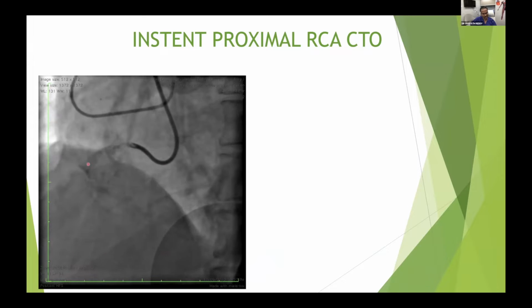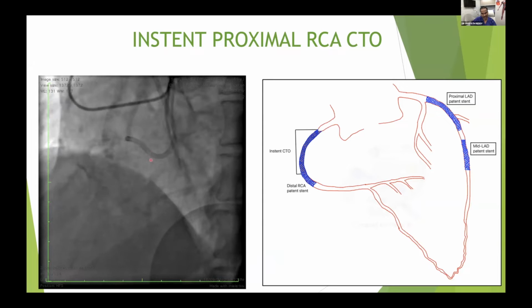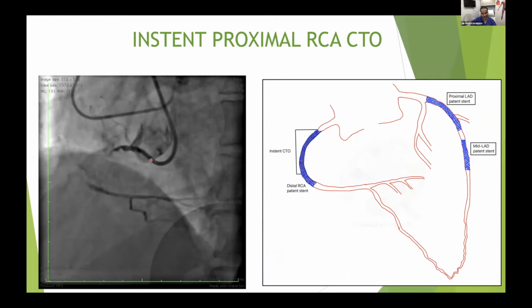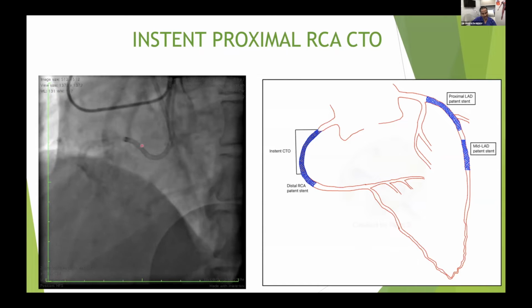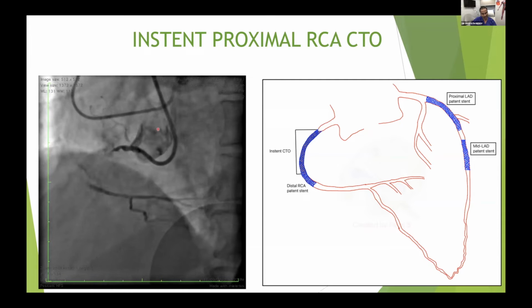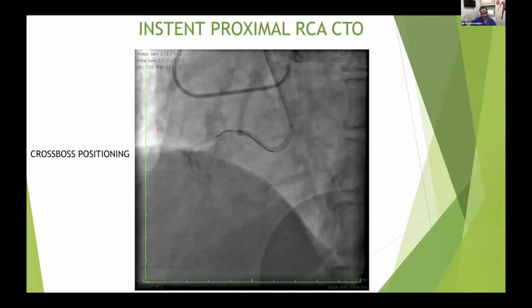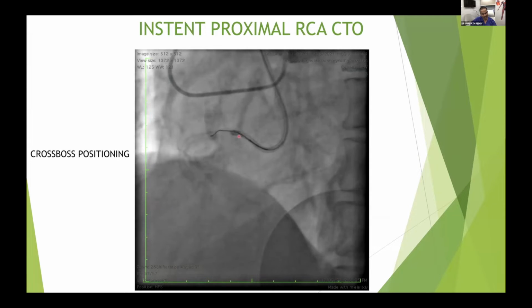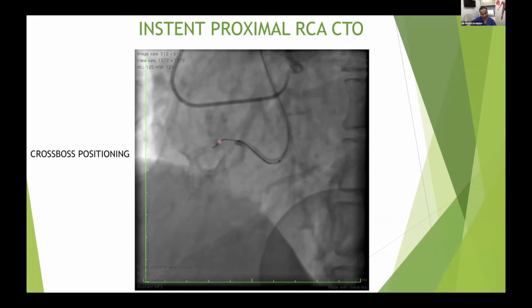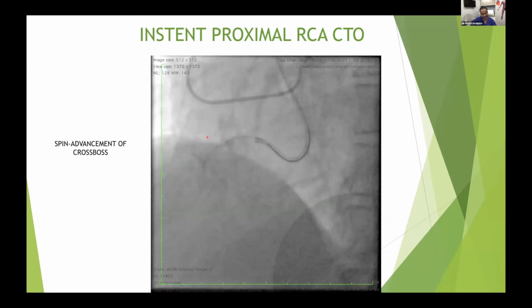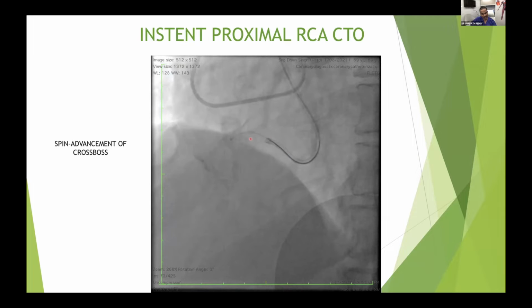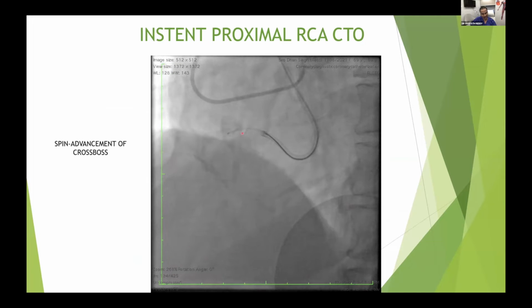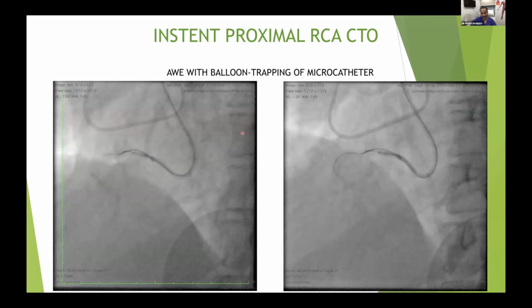There is an amplatz guide, so you need good support for Crossboss advancement. But to further enhance my guide support, there is no place to do even an anchor balloon. So what I did again in this case, I positioned the Crossboss into the proximal part of the stent, into the stent struts, and started advancing it, but you can see the guide is just jumping out. The guide is not supporting, so immediately we switched to our next strategy.